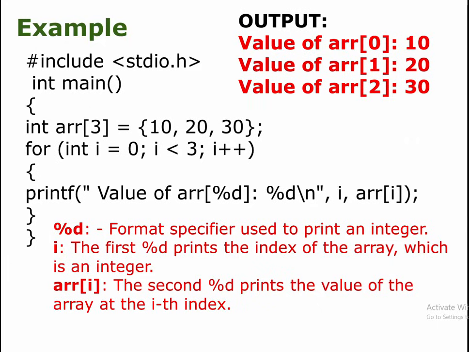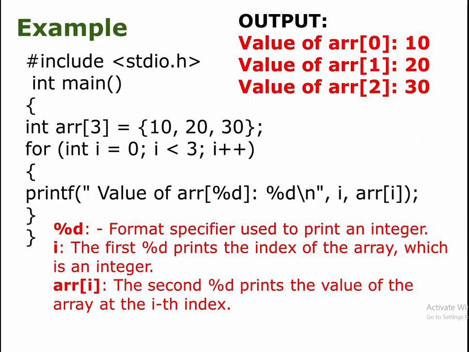Now look at this statement: int arr of 3 equal to 10, 20, 30. This line is very important. Here we are declaring an integer array named arr. The size of the array is 3, which means it can store exactly 3 integer values. At the same time, we are also initializing the array. So the values are stored like this.